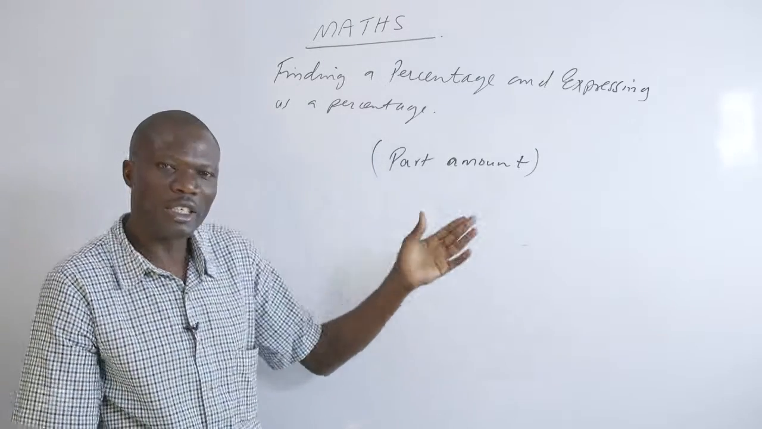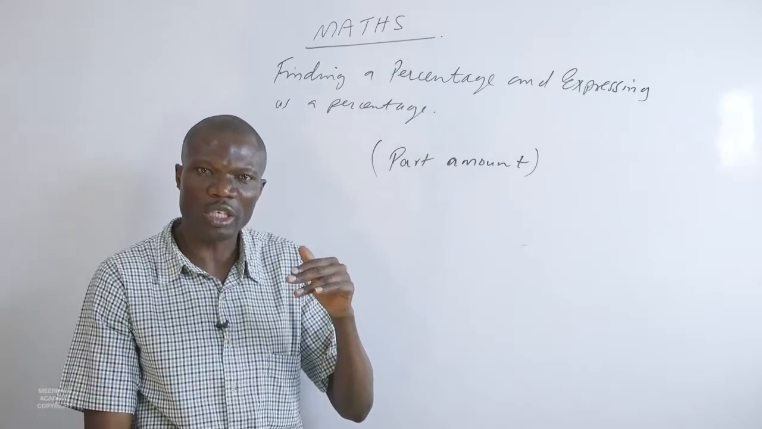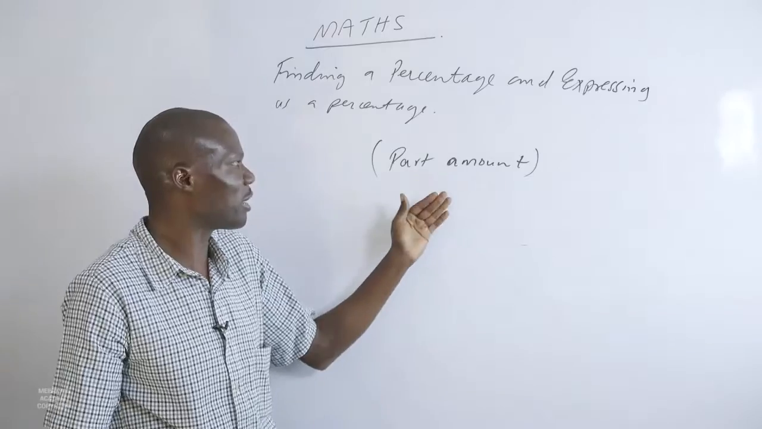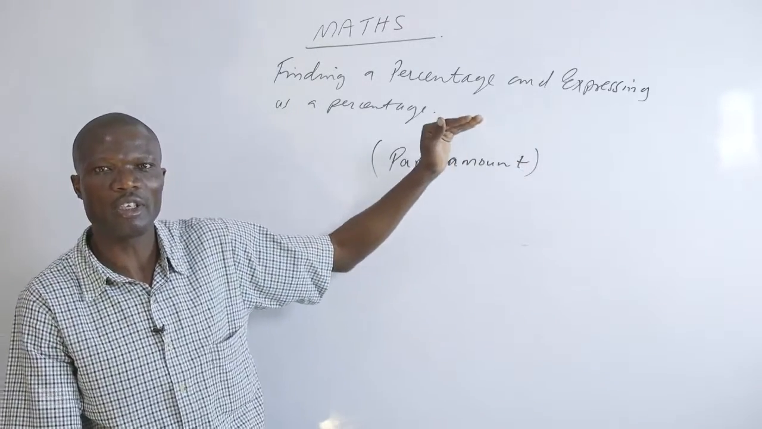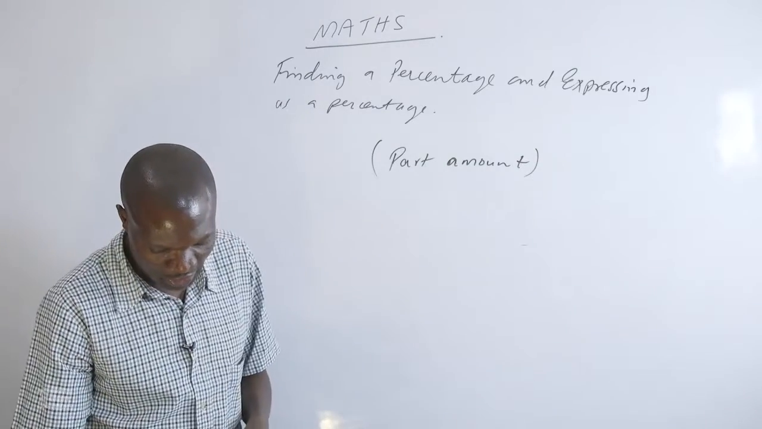So to express one quantity as a percentage of the other, we first write the part amount as the numerator and the total amount as what? The denominator.